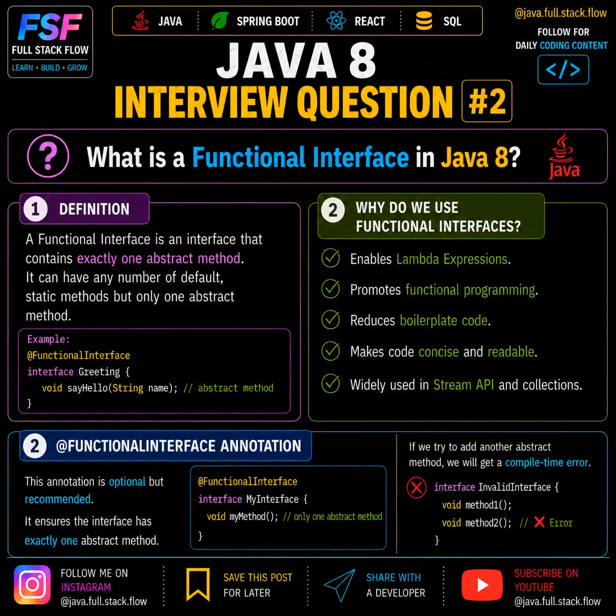For example, here we have MyInterface and it contains one abstract method called myMethod. Now if we try to add another abstract method, the compiler will give us a compile time error. So the annotation helps us make sure that our functional interface follows the rule of having exactly one abstract method.